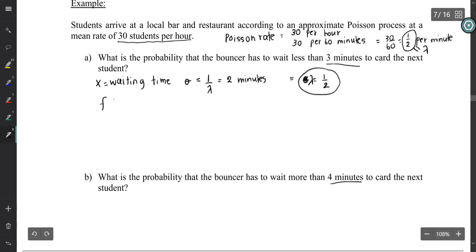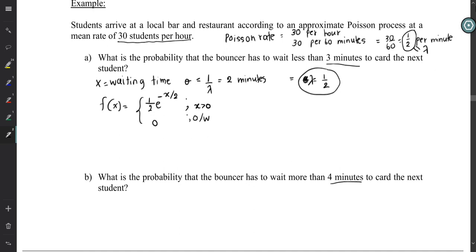Therefore, we can write our f(x) as 1 over theta, which is 1 over 2, e to the negative x over 2, for x greater than 0, 0 otherwise. So here's our exponential density. Now we can find the probabilities.